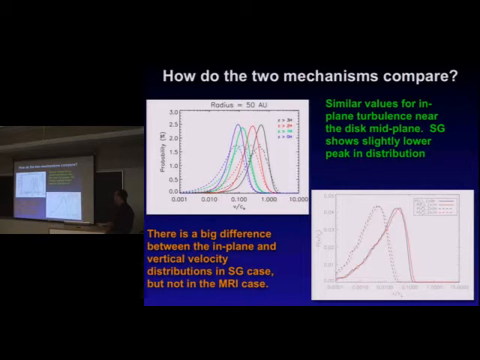Okay, so how do these two mechanisms compare? Well, they have similar turbulent values close to the disk midplane. If you consider at least the horizontal component, it's a little above 0.01. Actually, this is slightly lower in the self-gravity case, but it's not terribly different. I wouldn't call that significant, but there is a significant difference in the vertical velocity component here. Right? But there's also this anisotropy that I pointed out before between the vertical and the horizontal velocities, whereas that does not exist in the MRI case.